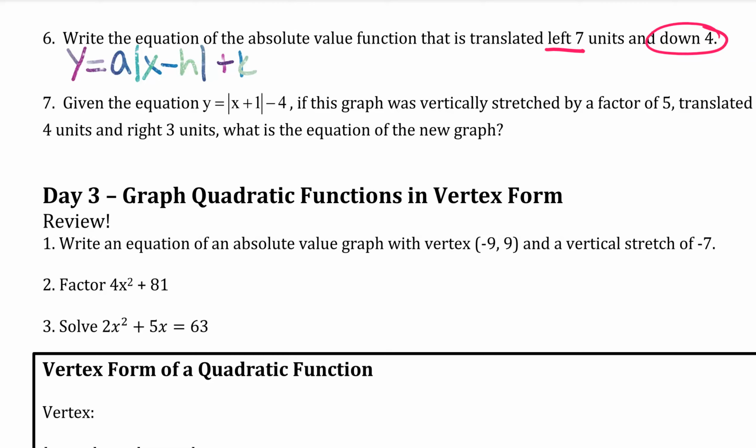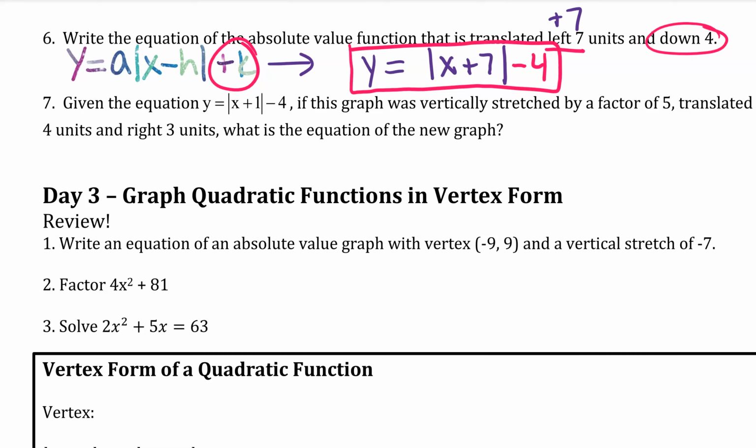Left 7. So left 7, I usually think of minus 7, but we have to do the opposite. So instead of minus 7, I know it's going to be plus 7 on the h. So y equals, I don't really know what my a value is, but I'm going to put x plus 7 for sure because that moves it left. Down 4, well, that's the k part. And remember, k stays the same. So if I want to go down 4, it needs to say minus 4. Now, it didn't say anything about your a value, so you can just assume your a value is just 1. So that would be your answer. That would be your equation.